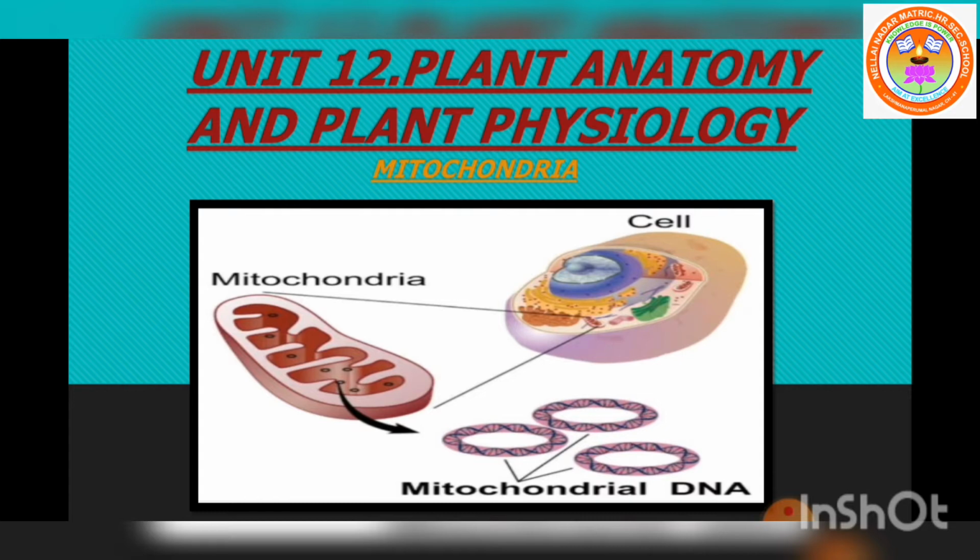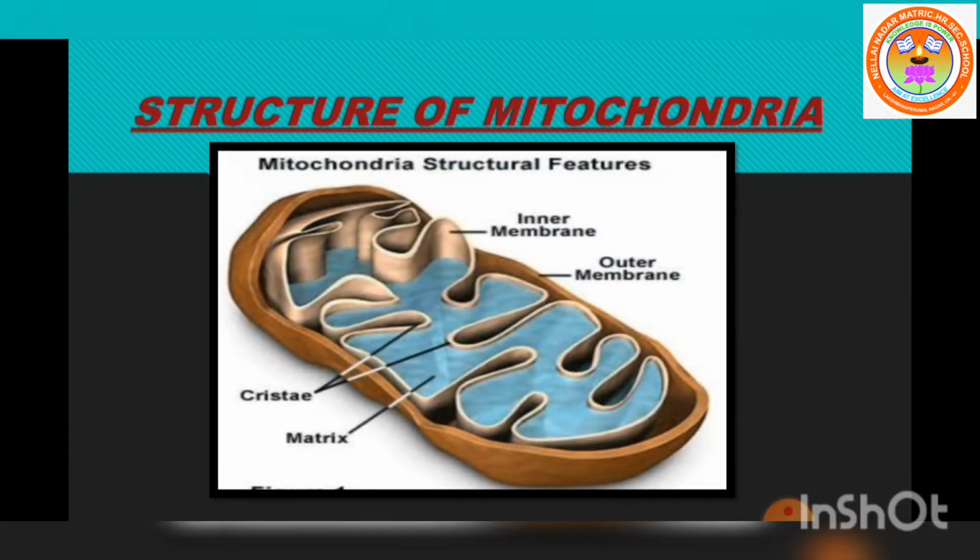Mitochondria are organelles within eukaryotic cells that produce adenosine triphosphate. So ATP is produced. This ATP forms the energy currency of the cell. For this reason, the mitochondria is referred to as the powerhouse of the cell, since it produces adenosine triphosphate which forms the energy currency of the cell.